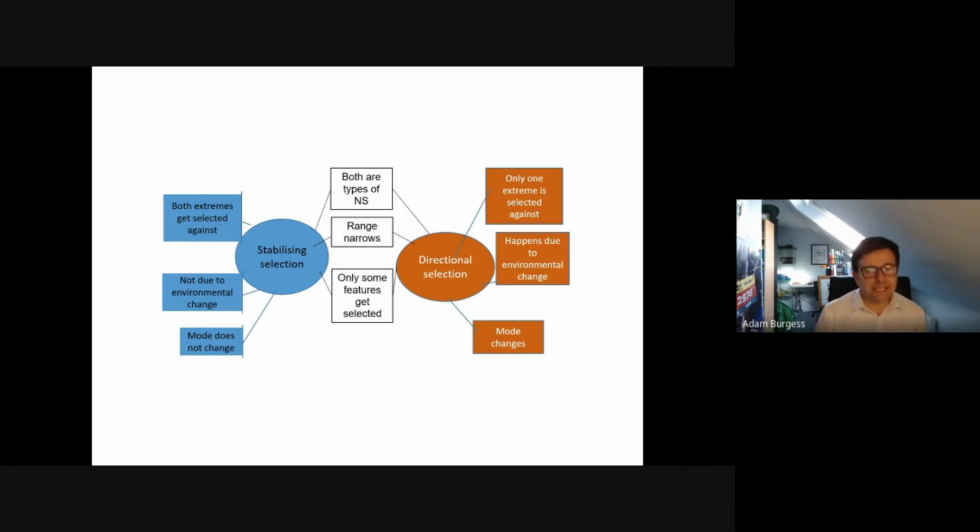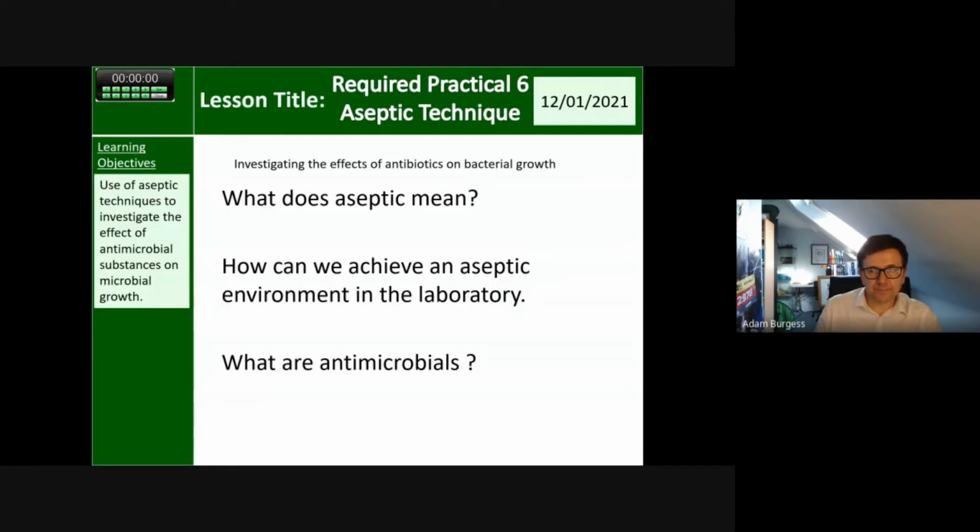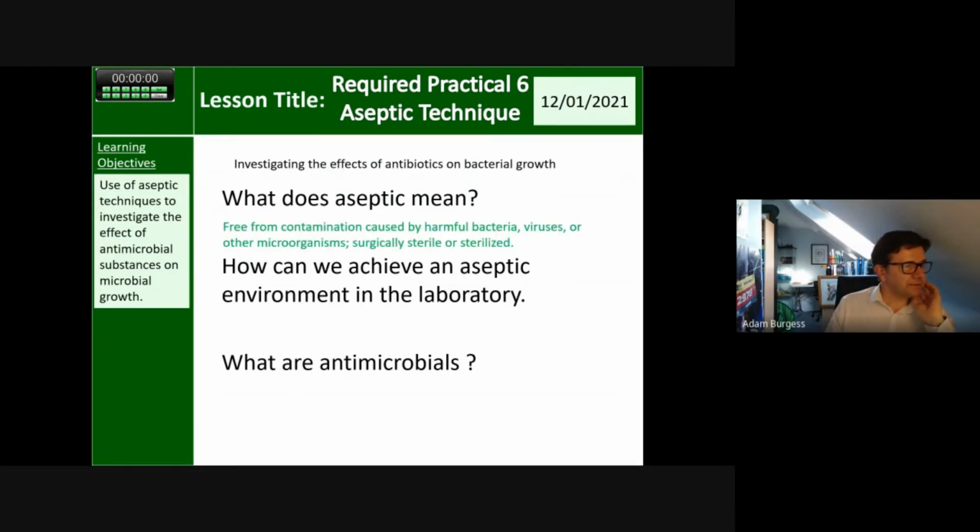And what we're going to need to do is to investigate the effects of antibiotics on bacterial growth. That is what we're going to look at today, about how you investigate that, but also how you do what we call aseptic techniques. So investigating the effects of antibiotics on bacterial growth.